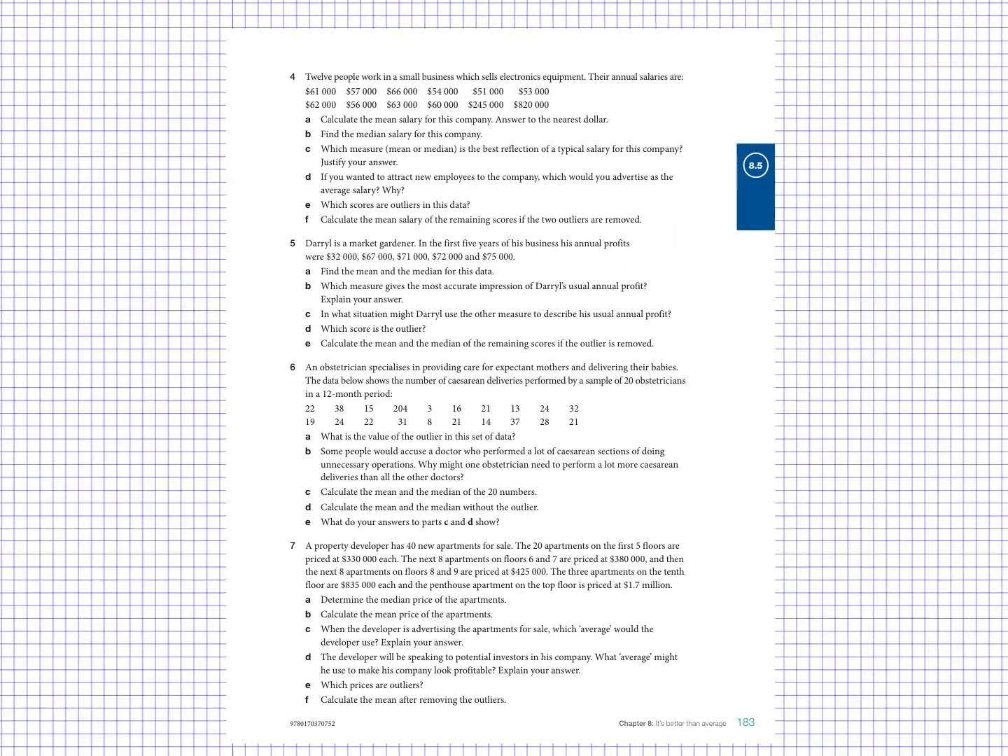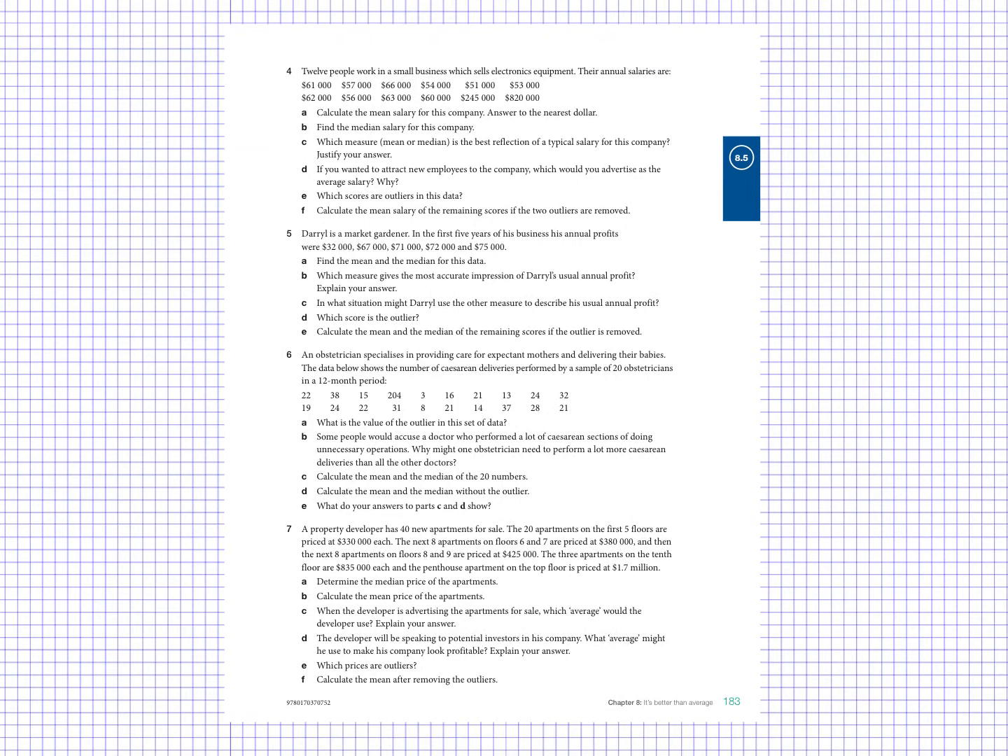And then there's some questions here also. It says 12 people work in a small business, calculate the average, calculate the median, which measure is the best reflection of a typical salary. If you wanted to attract new employees, would you advertise the average or the median? Which one would be most beneficial to new employees? Which scores are outliers, so much bigger or much smaller? And then it says calculate the average of the remaining scores if the outliers are removed. So a similar process all the way down the page here, okay?